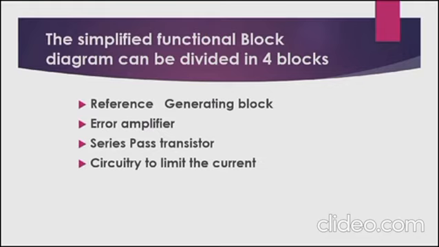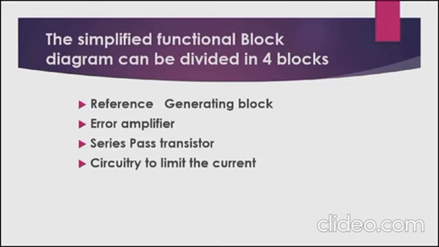Third, series pass transistor. Q1 is the internal series pass transistor which is driven by the error amplifier. This transistor acts as a variable resistor and regulates the output voltage. The collector of transistor Q1 is connected to the unregulated power supply. The maximum collector voltage of Q1 is limited to 36 volts. The maximum current which can be supplied by Q1 is 150 mA.